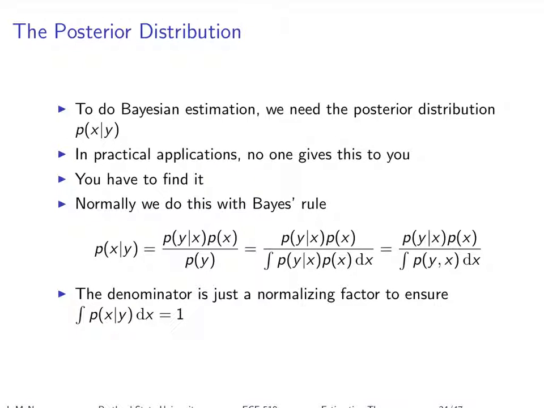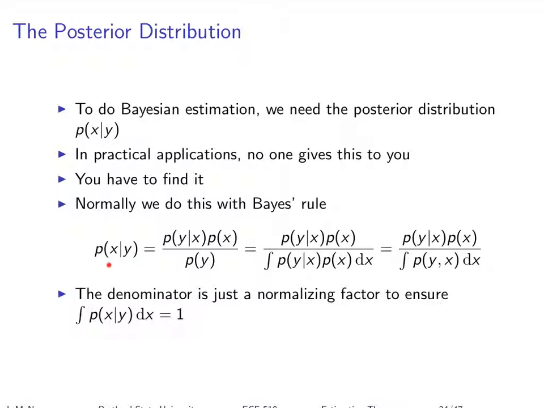Okay, so we need the posterior, and no one's going to give it to you. Instead, they're going to give you hopefully a fat salary and ask you to go work and put your time into finding it. So how do we go from the information that you're given to getting at this posterior? It's called Bayesian estimation for a reason. Bayes' rule is something that we'll be using over and over again.